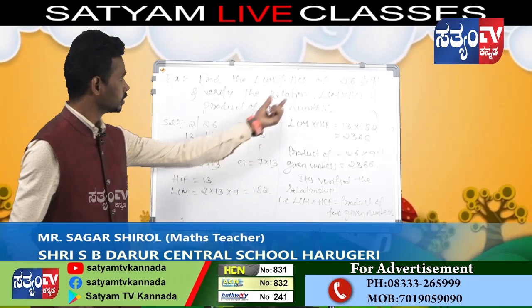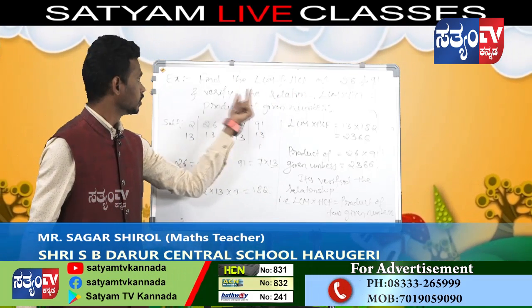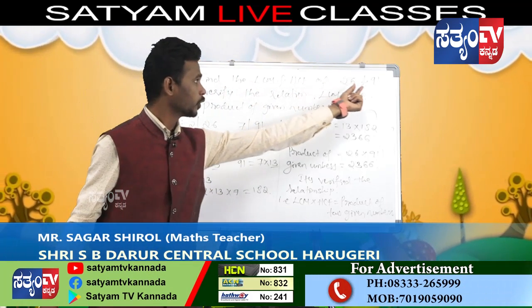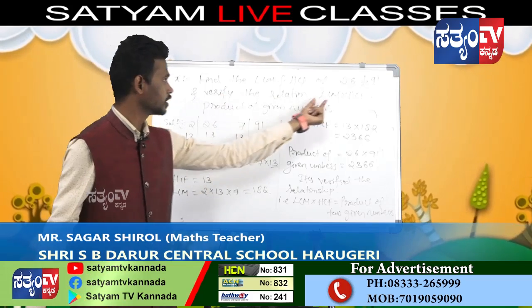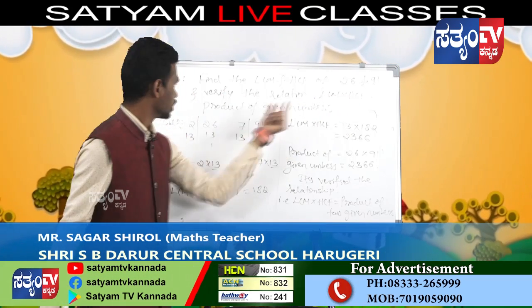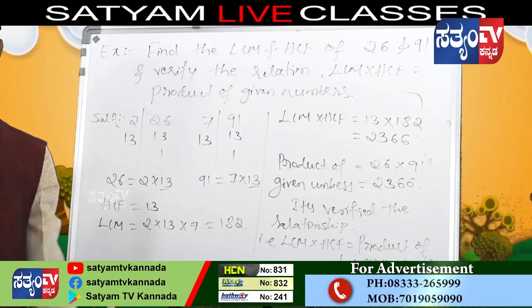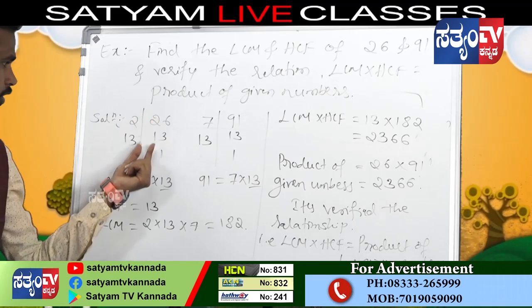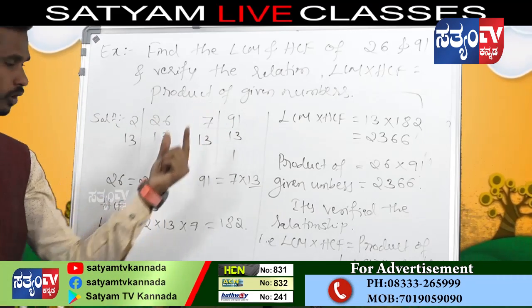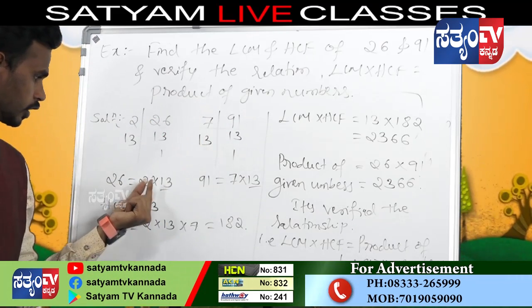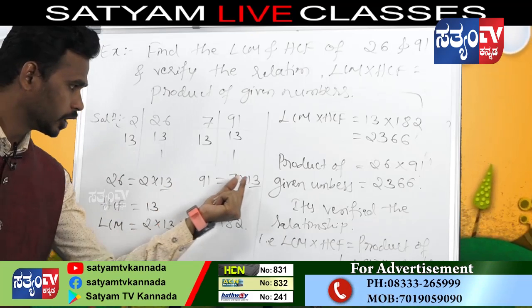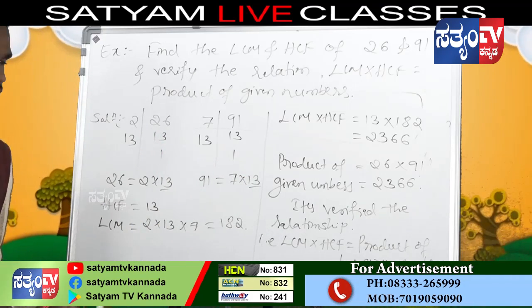Okay, dear students, just see once again. Find the LCM and HCF of 26 and 91 and verify the relationship LCM into HCF equals the product of the given numbers. First factorize 26 and 91. What you will get? 26 is 2 into 13 and 91 is 7 into 13.